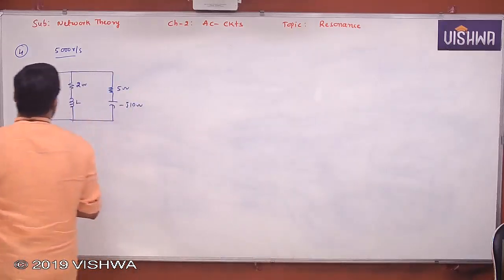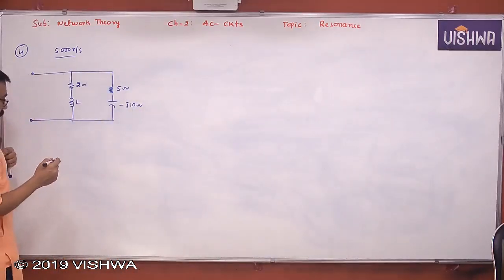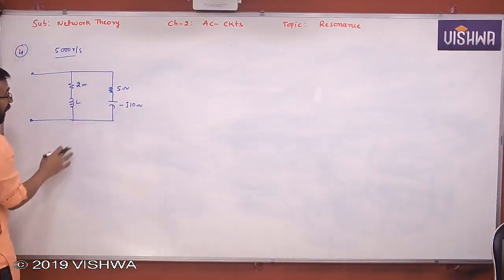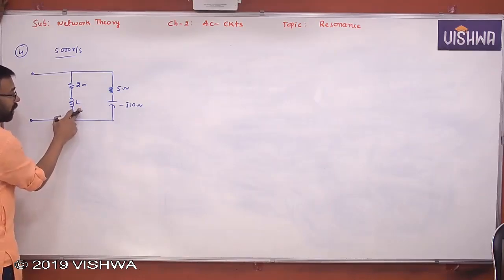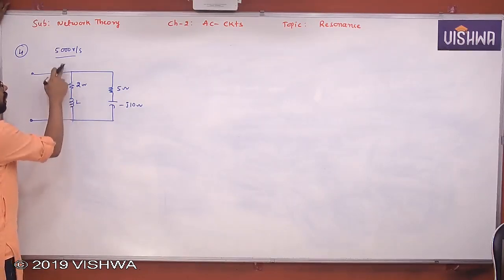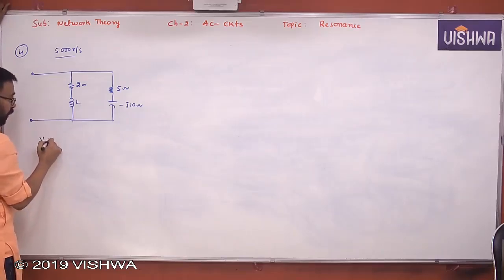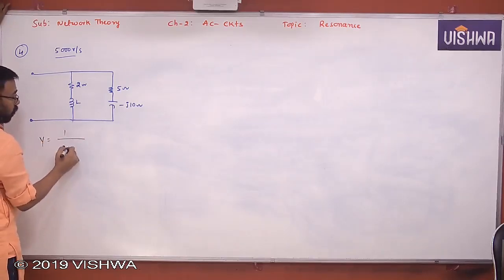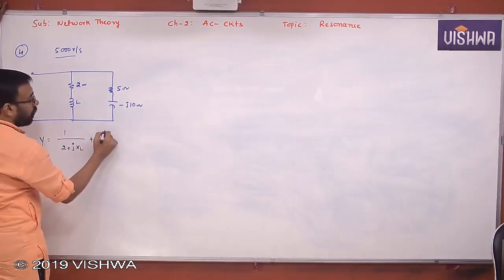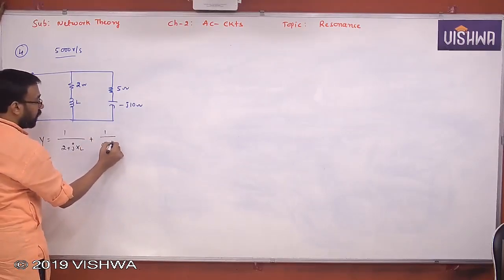Okay, so standard procedure again, just don't memorize that formula and apply it here. It's not possible because L is not given. He has given omega, but is asking L. So again, Y is 1 by 2 plus jXL, plus 1 by 5 minus j10.